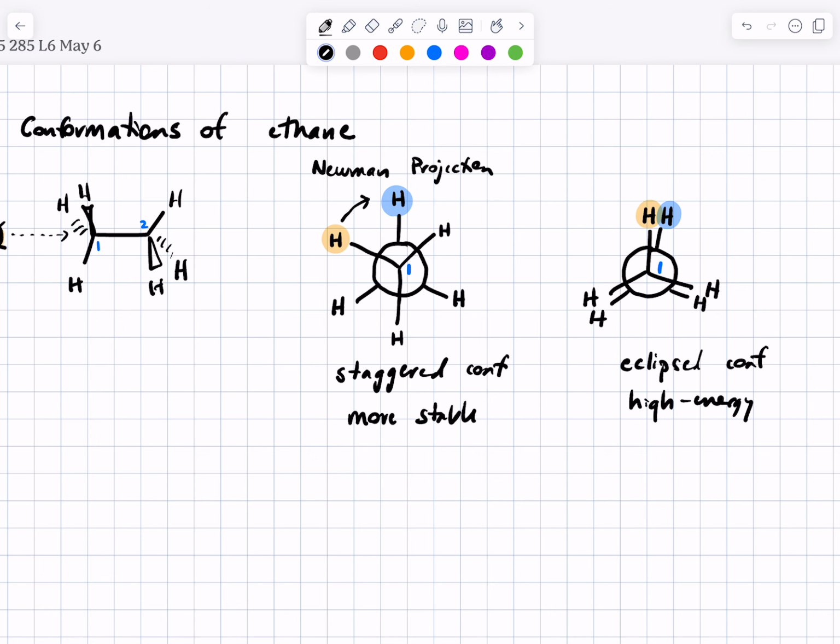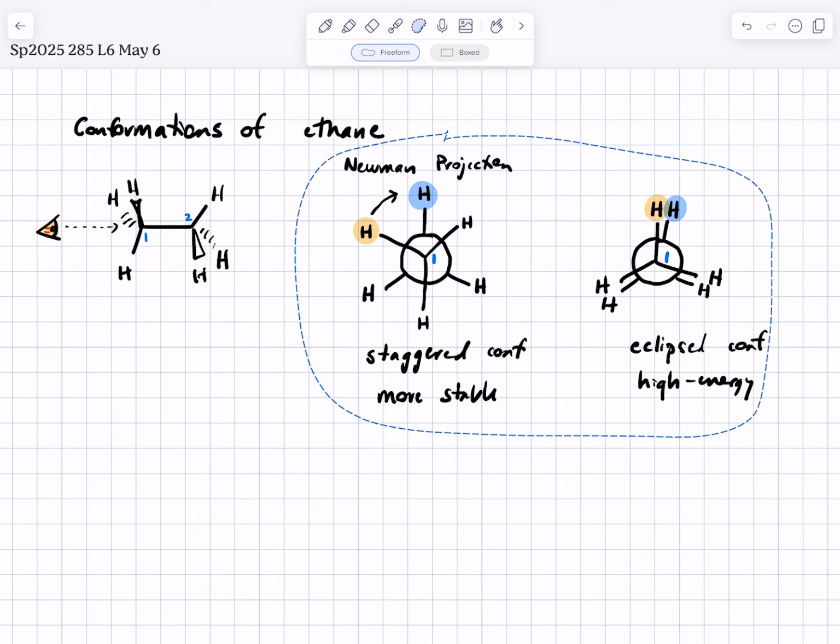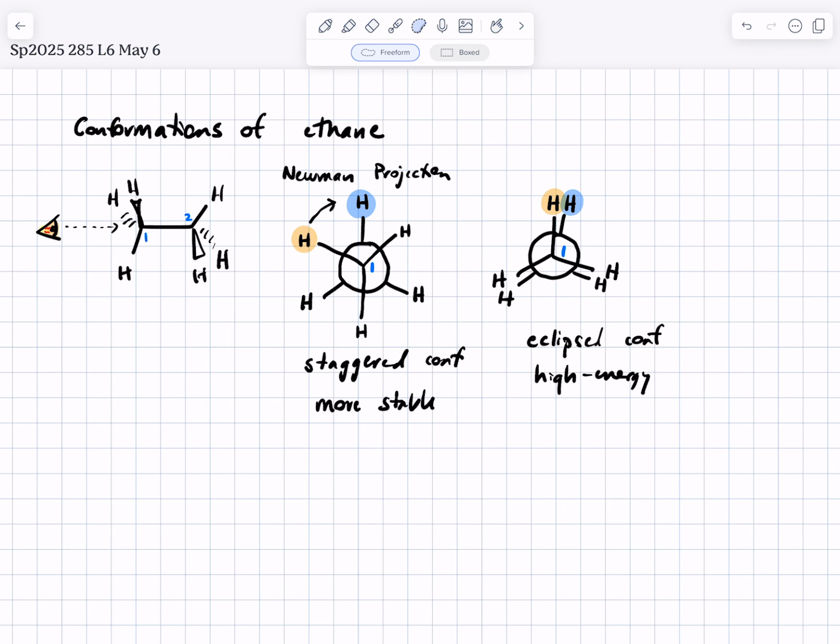And you can see that by rotating, if I continued to rotate, I could get to another staggered conformation where this orange hydrogen were now on the right side. Should we draw that? I could continue to rotate, and that would get me to a new eclipsed conformation, where the orange proton is now no longer eclipsed with the blue proton.